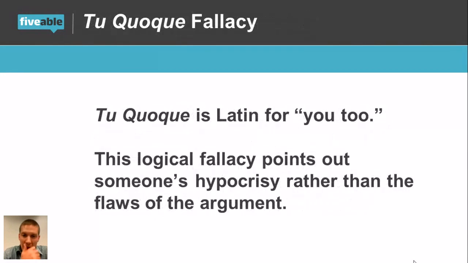We're moving quickly. I am not going to try to say this one because I've heard it pronounced 8 different ways, but this fallacy is Latin for you too. So that's what I'm going to call it, the you too fallacy. This logical fallacy points out someone's hypocrisy rather than the flaws of their argument. So you might accuse me of something, and I say, yeah, but you did this other thing wrong, so we're both wrong. That's not good logic. If you accuse me of something, I should be able to back up my reasons or defend myself or acknowledge, yeah, you caught me, this is what I did.